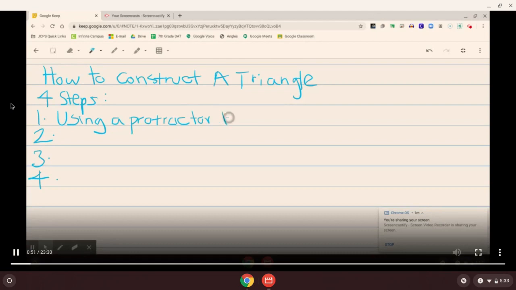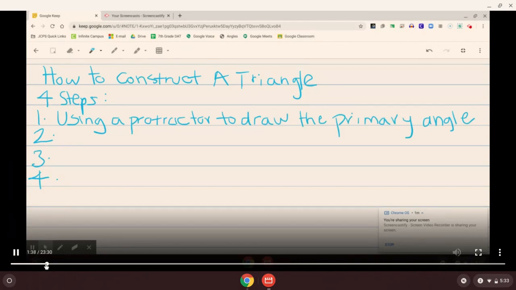Make sure that you've already written that or printed one off or you have one at home. If you do not have this done, you will need that for this part of the lesson as well. So make sure you have one. If it's just one drawn on a separate sheet of paper, that is fine. So using a protractor to draw the primary angle.